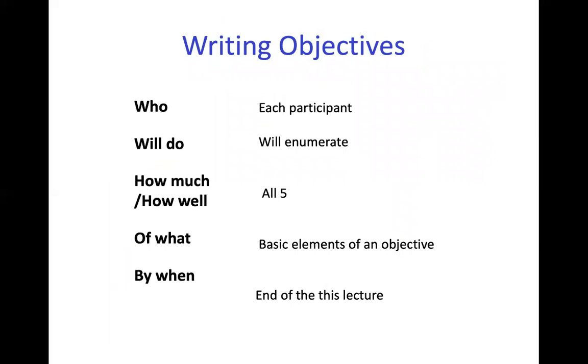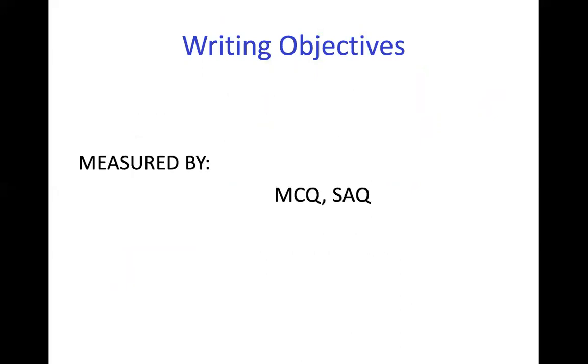Writing objectives, this is an example. For example, in this session, I can write: each participant will enumerate all 5 basic elements of an objective at the end of this lecture. So this is a simple knowledge objective. And in order to assess this objective, I can either use a multiple choice question or a short answer question with you all.